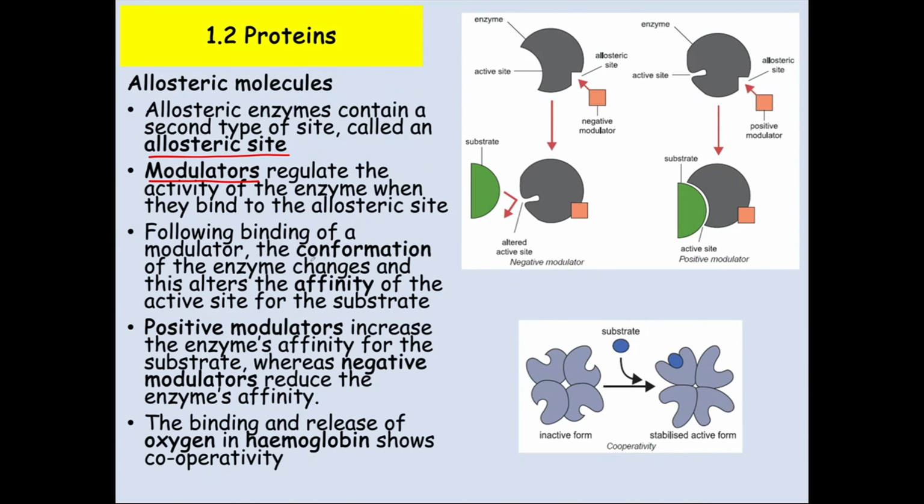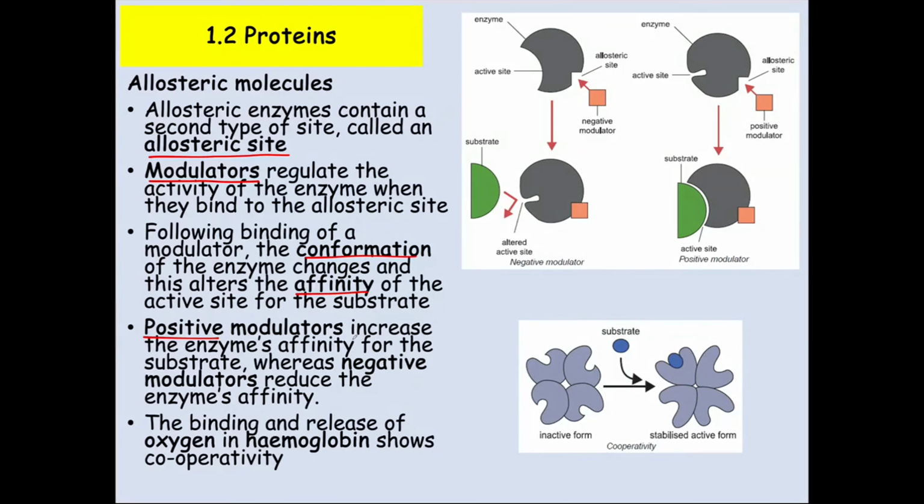So, following binding of the modulator, the conformation of the enzyme changes, and this alters the affinity of the active site for the substrate. And again, we saw that with non-competitive inhibitors. They bound away from the active site, but their result was that they changed the active site's shape, and therefore the substrate could no longer bind. It reduced the affinity for that substrate.